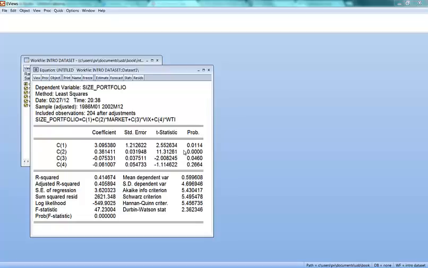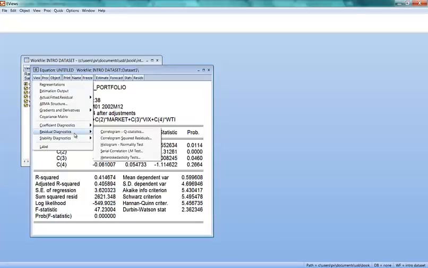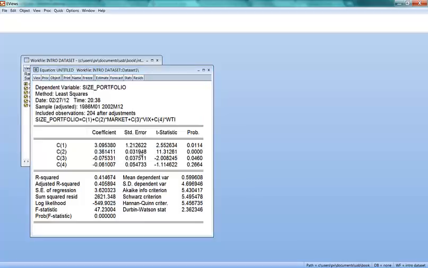To detect this problem in regression, we first estimate the regression and then go to View, Residual Diagnostics, Serial Correlation LM test. This is the Breusch-Godfrey test as described in the book.